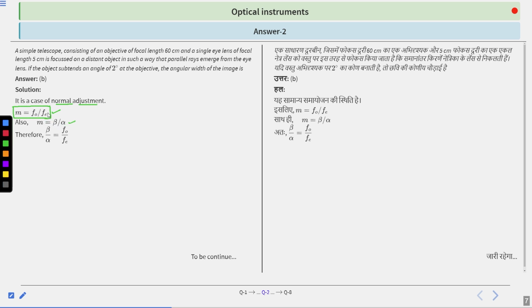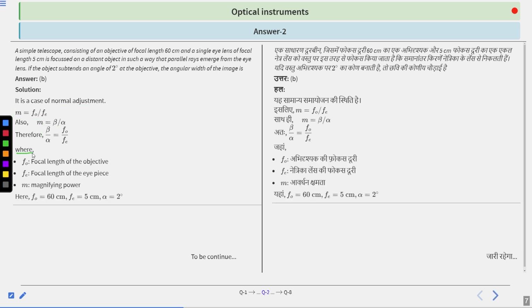So when we equate them, FO divided by FE is equal to beta divided by alpha. So beta divided by alpha is equal to FO divided by FE. This is the relation between both the formulas, beta divided by alpha and FO divided by FE. This relation is important for the exam.